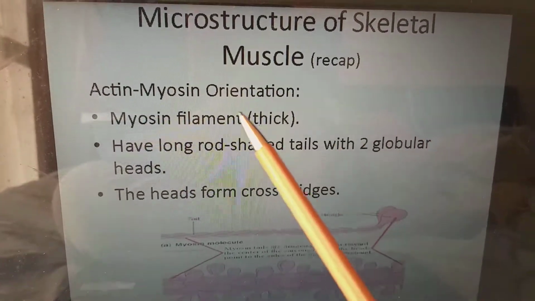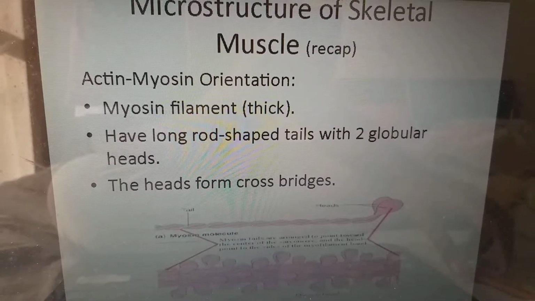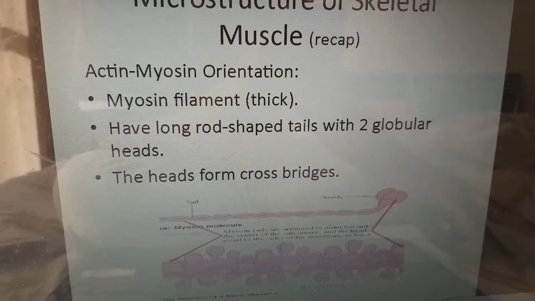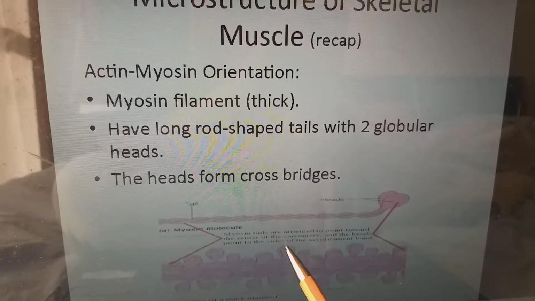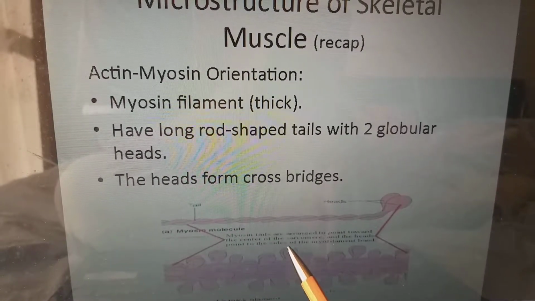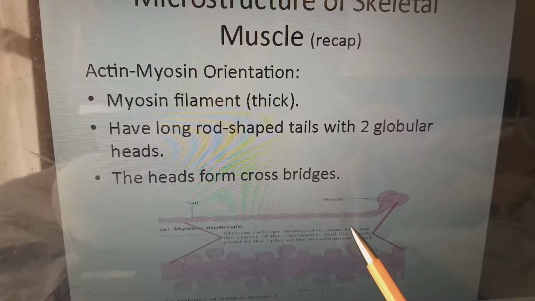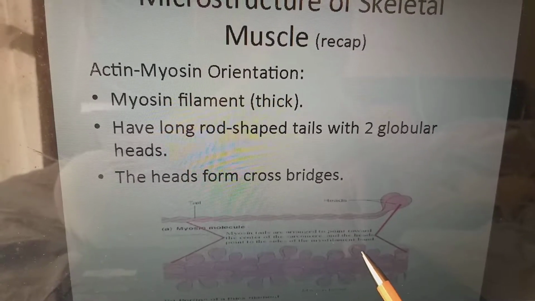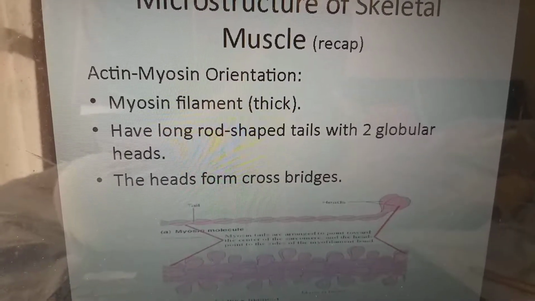Myosin filament is thick in nature, with a long rod-shaped tail and two globular heads. The heads will form the cross bridges. So here we have the heads. This is the myosin molecule. Here we have the head and this is the tail. This is the 3D model, with the head as well as the tail. This is myosin.